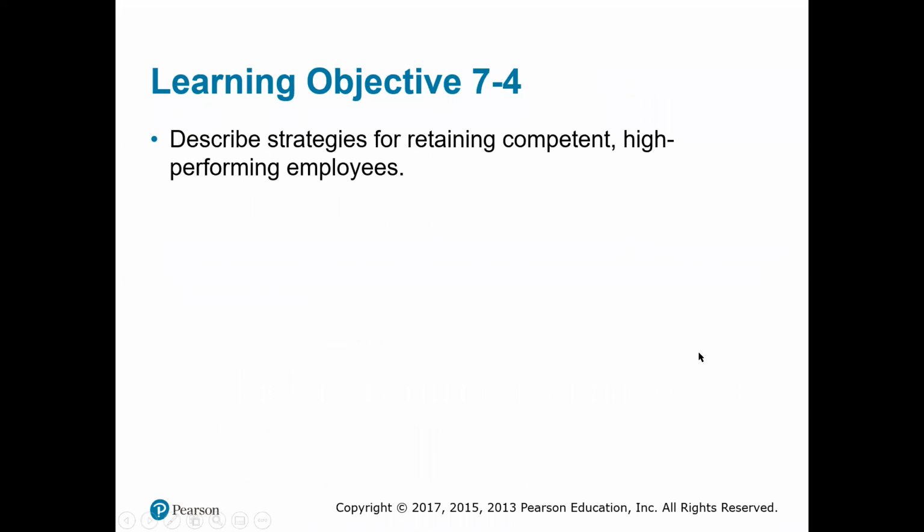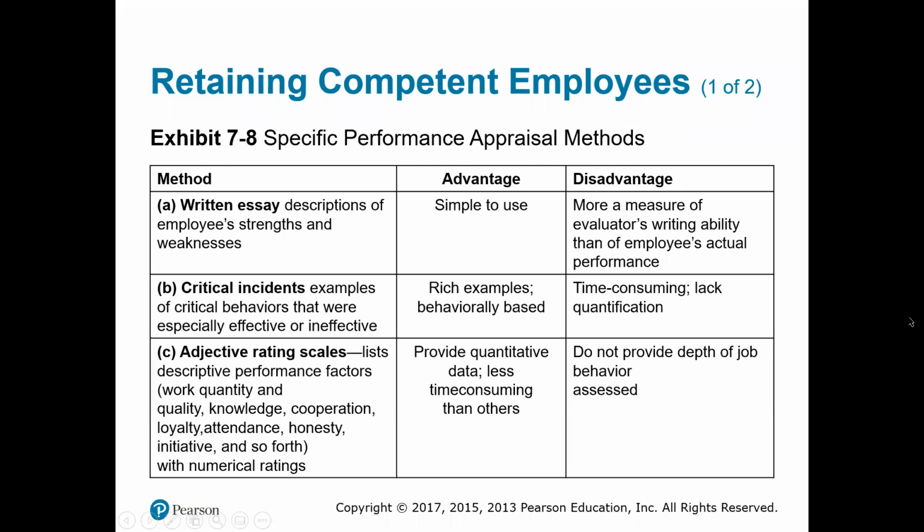Okay, learning objective 4 in chapter 7. We want to describe strategies of how to retain highly skilled employees and highly talented people. Now, you might have many methods of evaluating your employees' performance. One is the written essay. You might ask the superior, the supervisor itself, to write a letter. This is a great thing because it's simple to use.